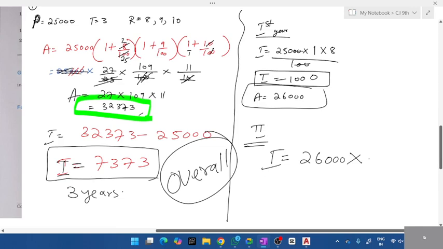26,000 into. Now, what is the rate given, students? Total, we have 3 rates. What should I take for the second year? I should take it as 9%. Yes, 9 into 10 is 1. Two zeros get cancelled. So interest is 0, 9 6s are 54, 6 9s are 54, 2 9s are 18, 18 plus 5, 23. What's the interest for second year?